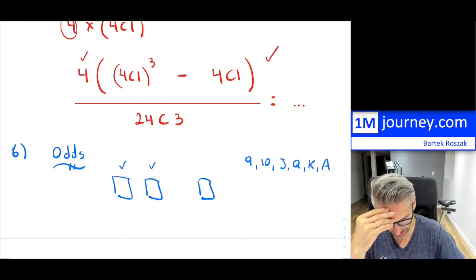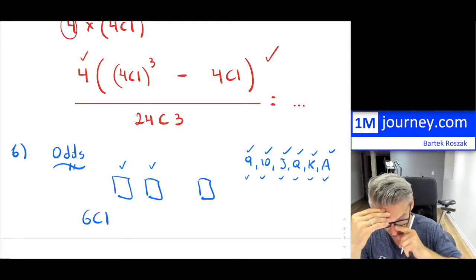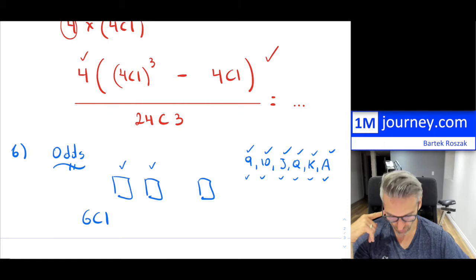So how many pairs can I draw? Well, I can draw a pair of 9s, a pair of 10s, jacks, queens, kings, and aces. So that is 1, 2, 3, 4, 5, 6. So I can have 6 choose 1 of them: either a 9, a 10, a jack, a queen, king, or an ace. So that's 6 choose 1.